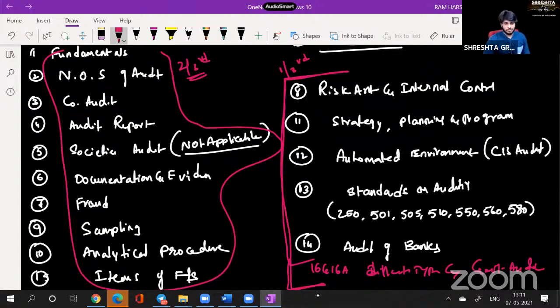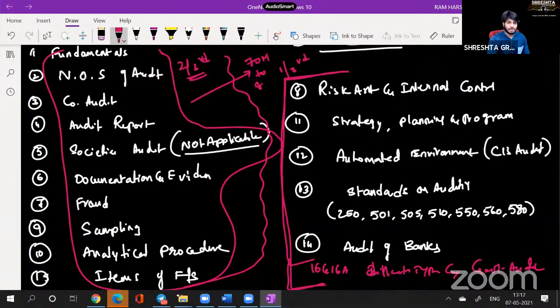What you have to do? First, you have to be absolutely perfect in this syllabus. From this syllabus only, the weightage will be for 70 marks to 80 marks. And from this syllabus, the weightage will be 40 marks to 50 marks.